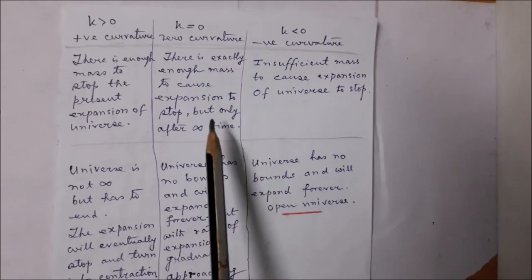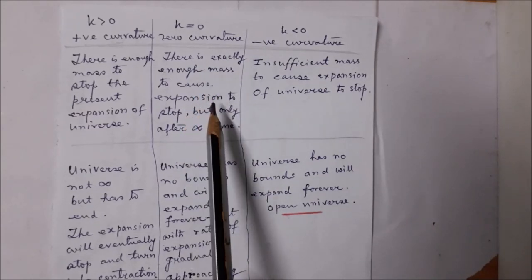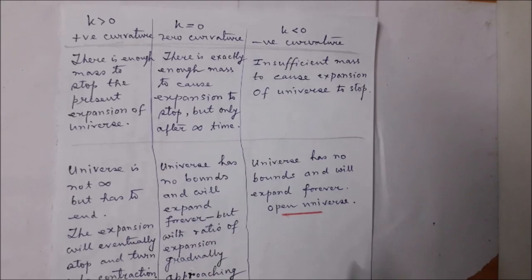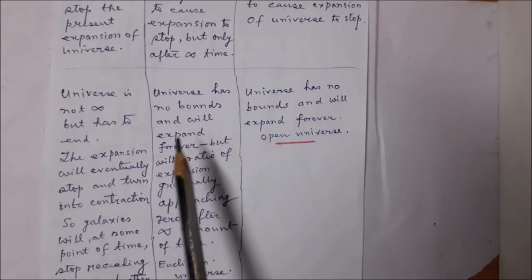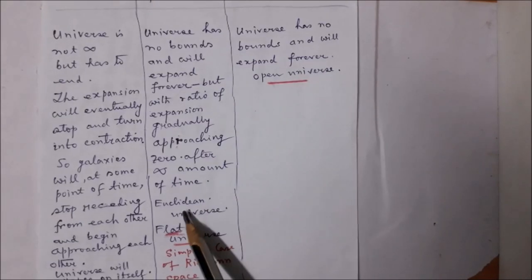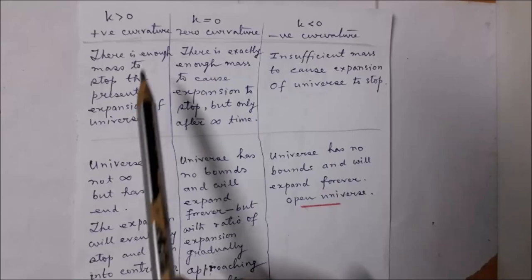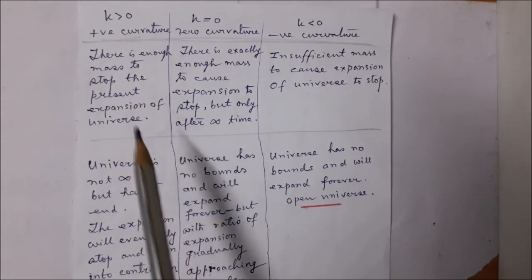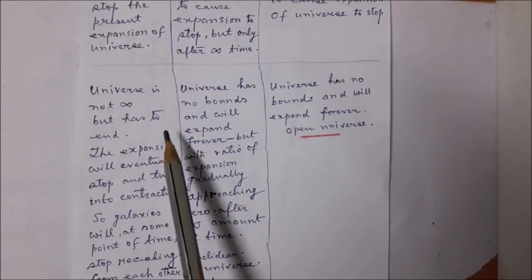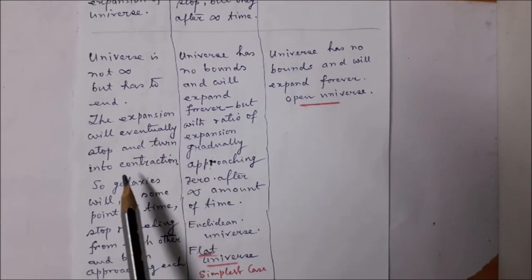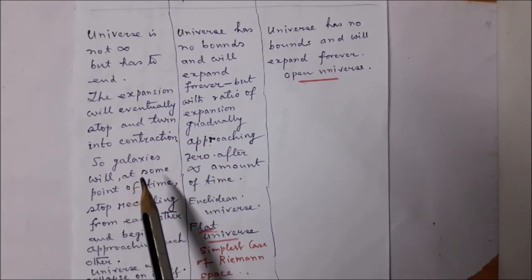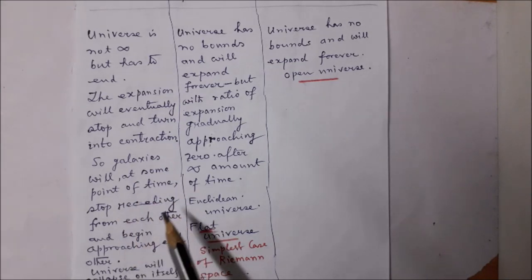For the zero curvature case, it is said that there is enough mass to cause expansion to stop. But such stoppage will occur after a lapse of infinite time. In this case, the universe has no bounds and will expand forever. This is the Euclidean universe or flat universe. But if the universe had a positive curvature, then the amount of mass is sufficient to stop the present expansion. The universe is not infinite but has an end. So the expansion will stop eventually and contraction will set in. Galaxies which are moving away from each other now will ultimately come closer and the universe will collapse on itself. It is a closed universe.